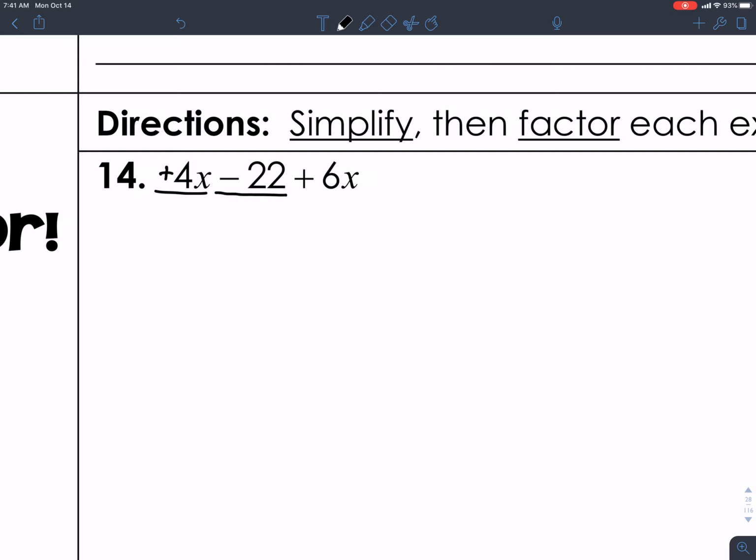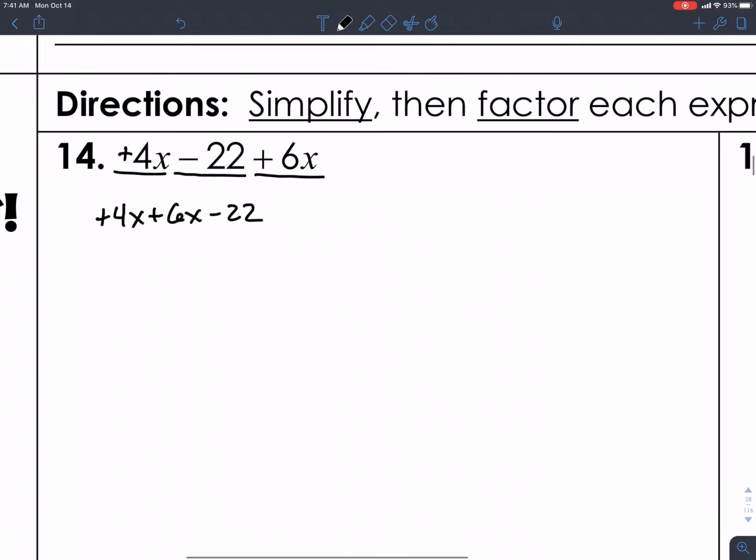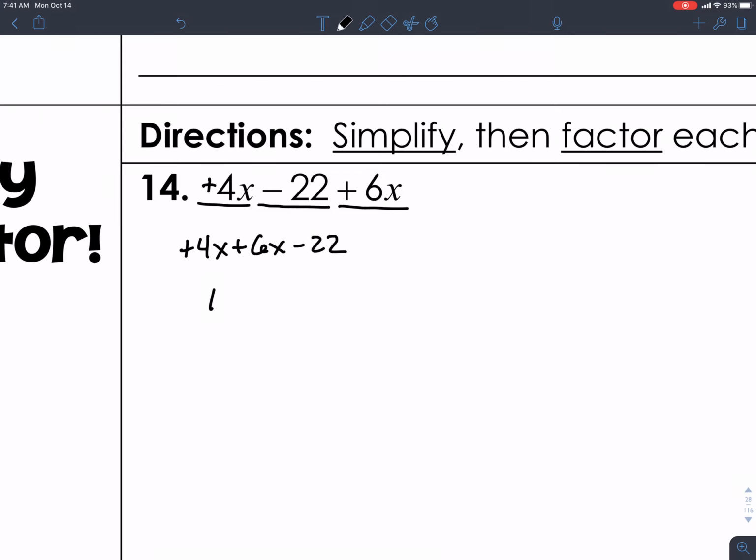Let's underline all our terms with their signs. Let's move the variables to the front. So I have positive 4x, a positive 6x, and a negative 22. The x terms I can combine. As long as they have the same variable, I can combine them. So 4x and a 6x, that gives me 10x minus 22.